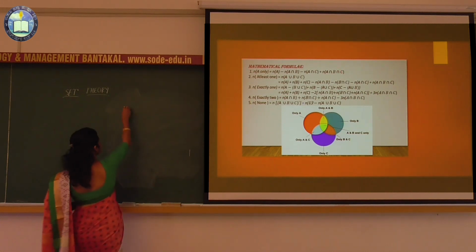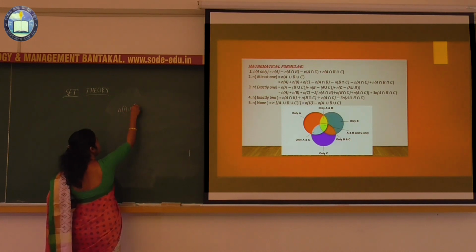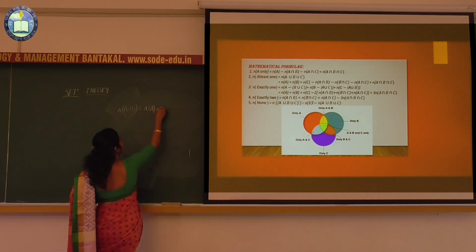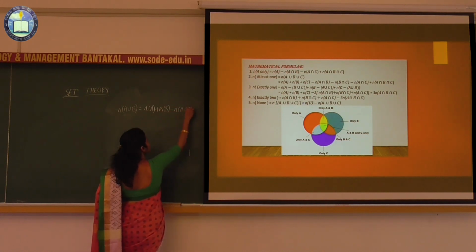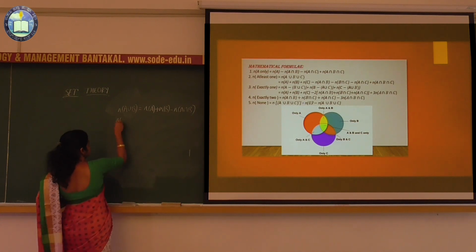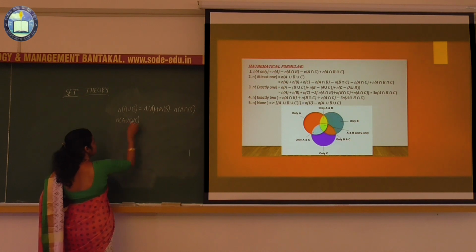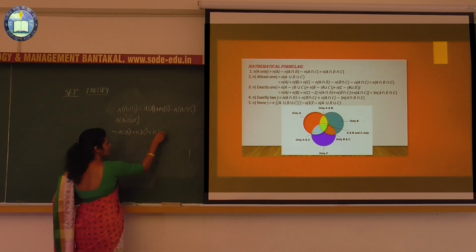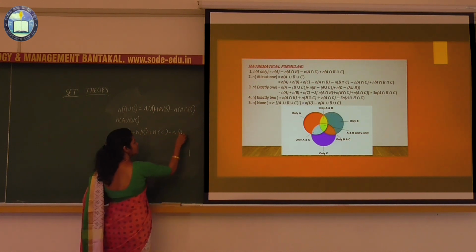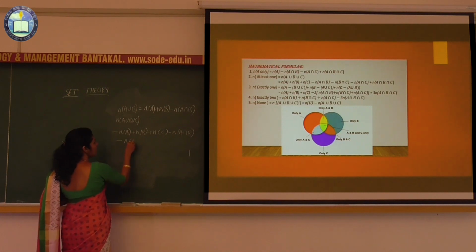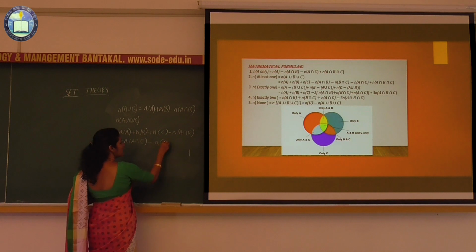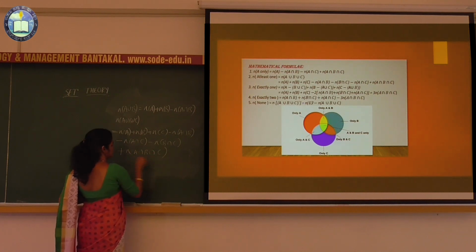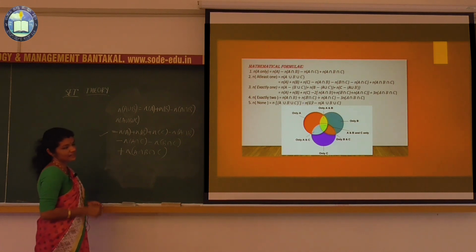Now listen to me. We have considered two formulas in the earlier class. That is, when two sets A and B are given, N of A union B equal to N of A plus N of B minus N of A intersection B. If we consider three sets, N of A union B union C is equal to N of A plus N of B plus N of C minus N of A intersection B minus N of A intersection C minus N of B intersection C, and finally plus N of A intersection B intersection C. So this is the formula when three sets are given.